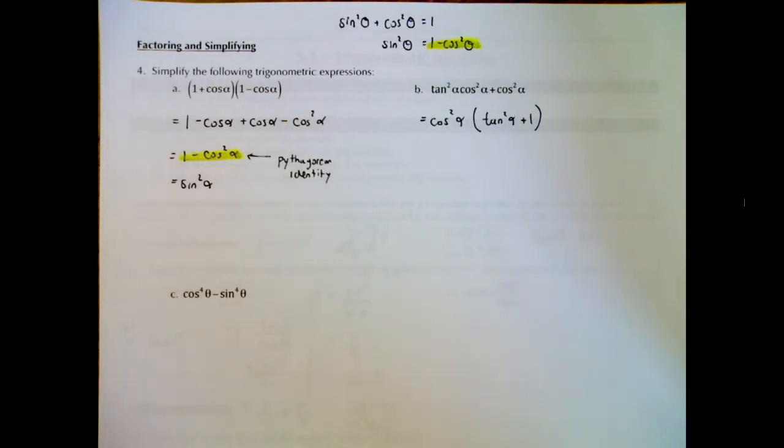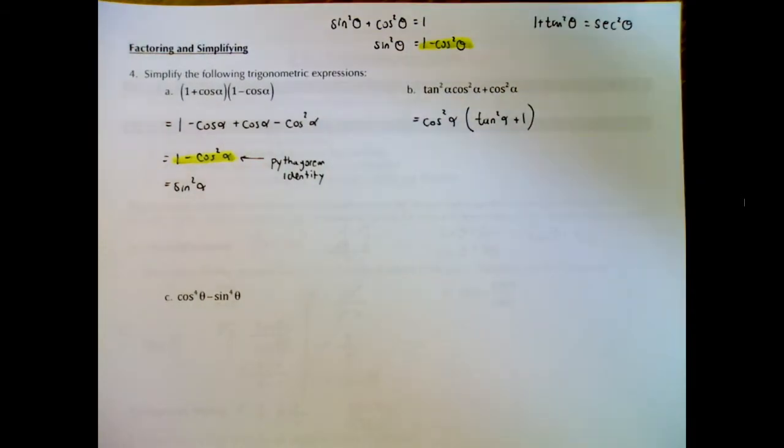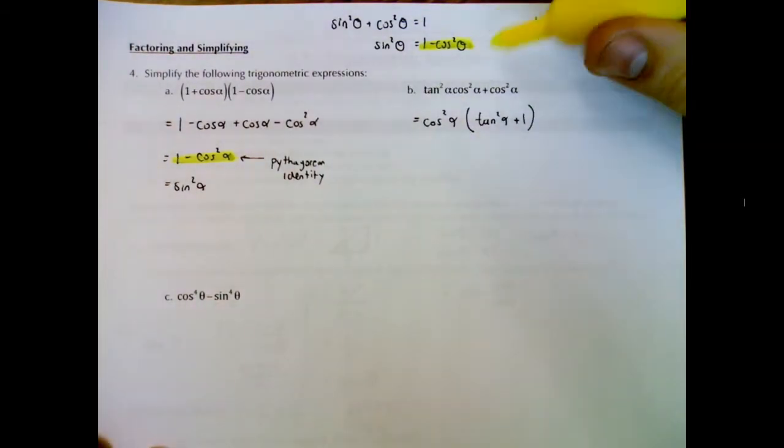Now, on the previous page, we proved a Pythagorean identity. And if you look, that Pythagorean identity was 1 plus tan squared theta equals secant squared theta. And if you look at what we have in our bracket, we have tan squared alpha plus 1, and up here we have tan squared theta plus 1. Those are equivalent expressions. So we can replace what's in the bracket with secant squared theta.